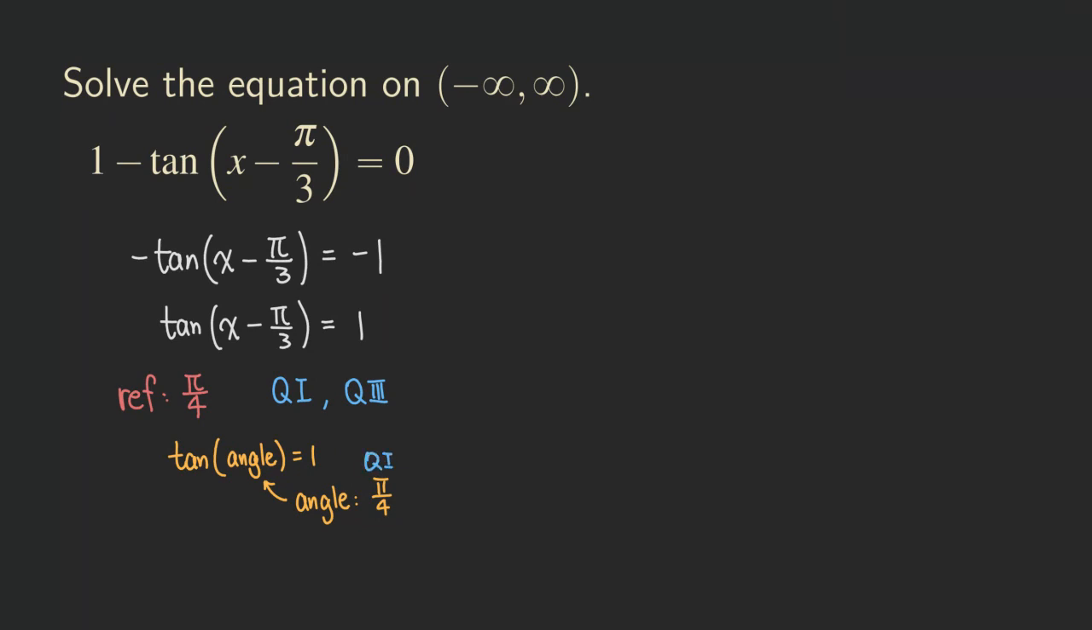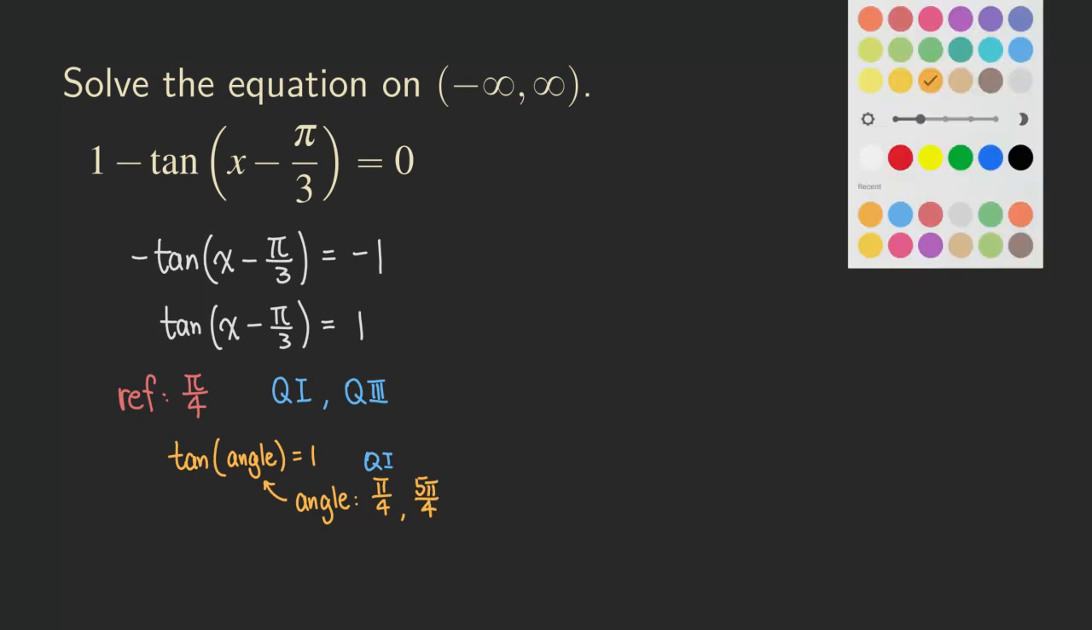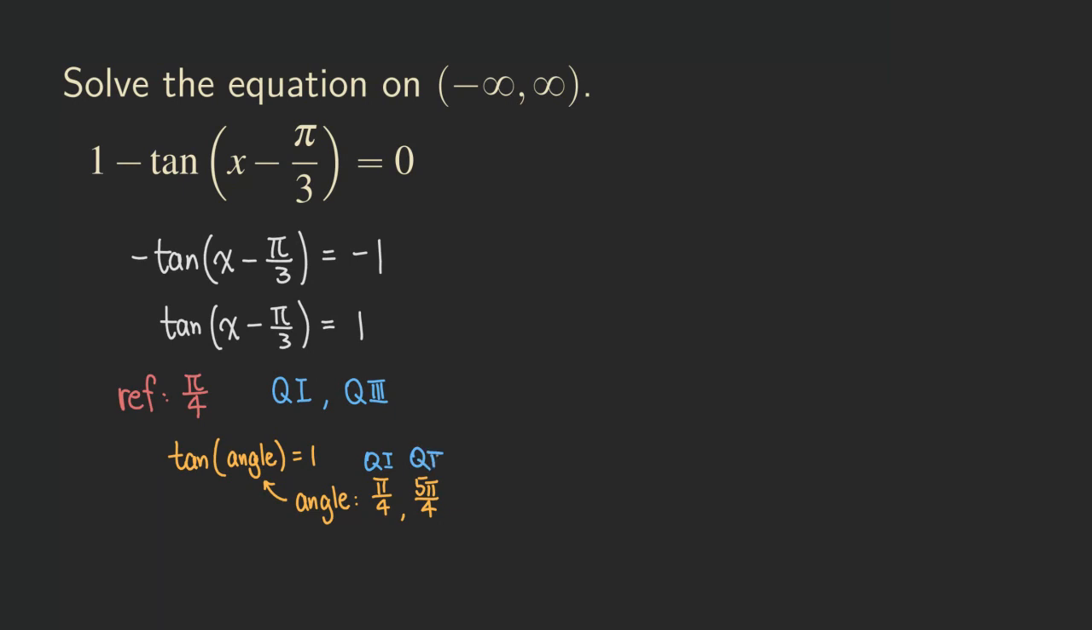And then what about the other one right here? The other one is going to be what? In quadrant 3. So for the one in quadrant 3, then we are going to be getting 5 pi over 4. And so you know that this one is in quadrant 3.